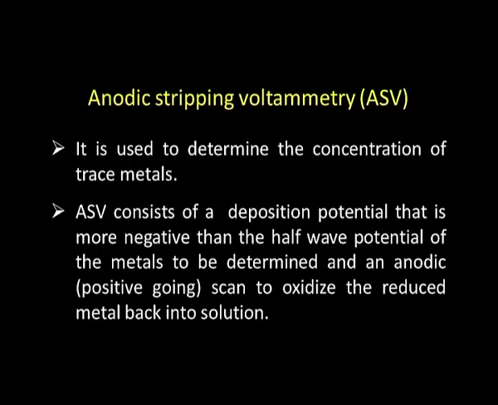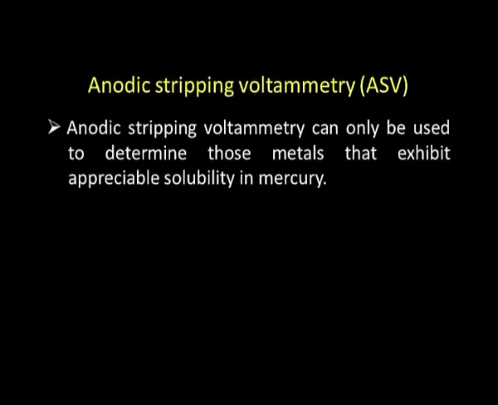The measured current at these potentials is proportional to the concentration of the analyte in the original sample. In the case of anodic stripping voltammetry, it is used to determine the concentration of trace metals. It consists of a deposition potential that is more negative than the half wave potential of the metals to be determined, and an anodic positive going scan to oxidize the reduced metal back into the solution. Anodic stripping voltammetry can only be used to determine those metals that exhibit appreciable solubility in mercury.